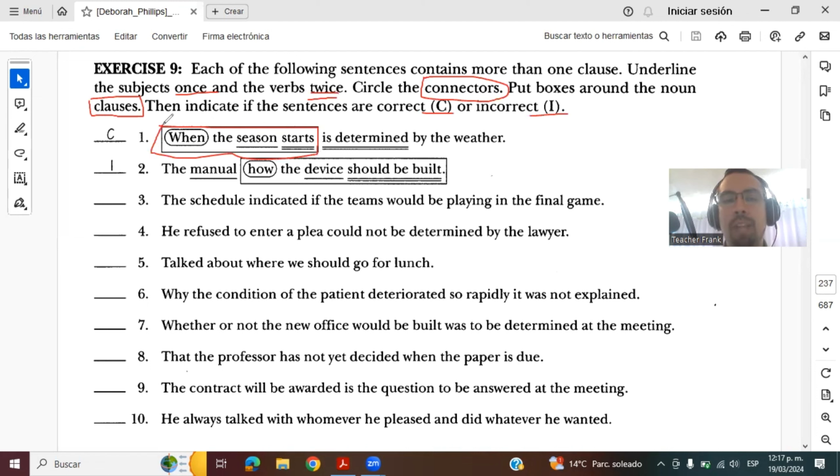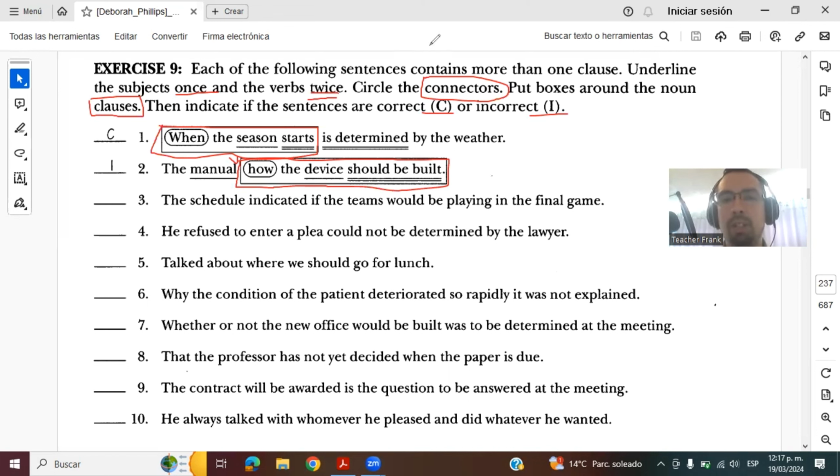Let's look at number 2, the manual, how the device should be built. Okay, so we have a connector. How the device should be built is a subject and a verb. That's a clause. How the device should be built could be it, right? But what is the problem here? The problem is we're missing a verb. We could say the manual explains how the device should be built. The manual tells us how the device should be built, right? We need a verb for the manual, right? In this case, that's why it's incorrect.